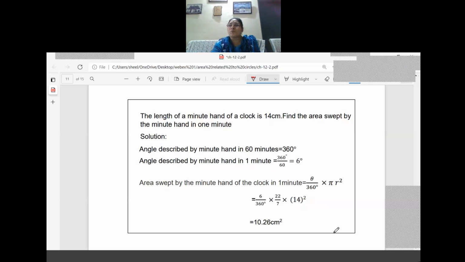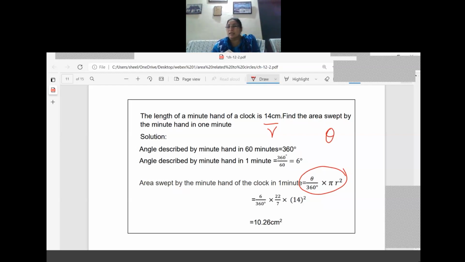So the length of the minute hand, that is what is given in the question. That is equal to R only. So this 14 equals R, right? Area swept by the minute hand means our formula theta by 360 into pi r square. Now what we require here is theta. For calculating theta, what should we do?